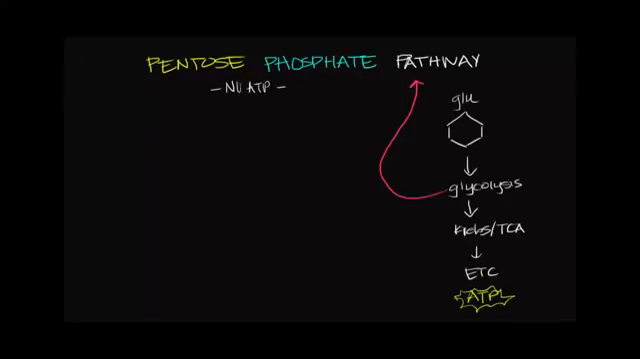The first is the production of a 5-carbon pentose sugar. Pentose is just another word for 5-carbon sugar, and the particular name of this sugar is ribose 5-phosphate. I'll go ahead and draw that to remind us that it is a 5-carbon sugar. It is an important substrate in producing DNA and RNA.